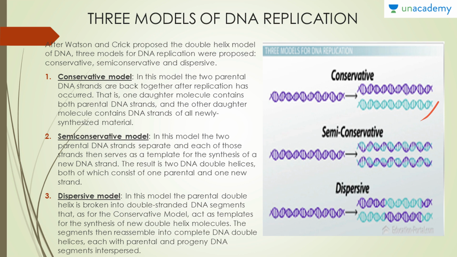Now coming to the semi-conservative model, which is the accepted model. In this model, the two parental DNA strands separate and each of those strands serves as a template for the synthesis of a new strand of DNA, which you recently learned. The result is two DNA double helices, both of which consist of one parental strand and one new strand. So the semi-conservative model suggests that after replication, both daughter molecules have one parental DNA strand and one newly synthesized strand.